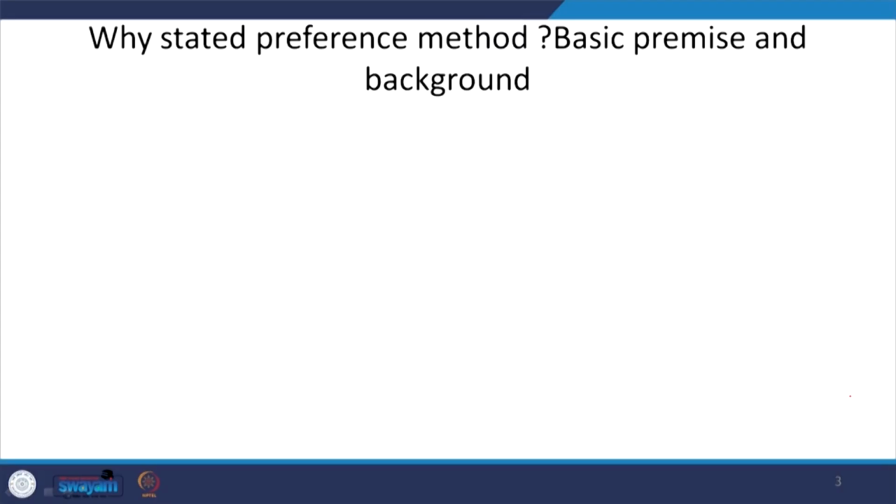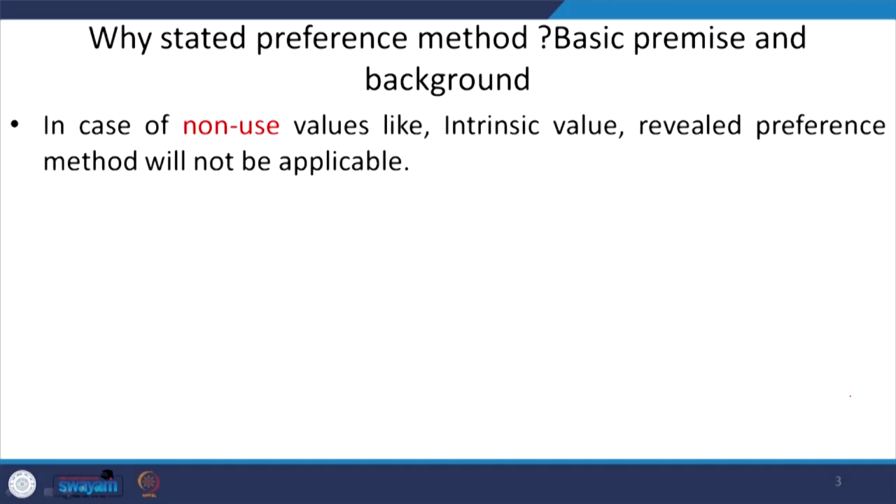So, let us start with the necessity for this stated preference method. Why at all do we need this stated preference method, although we have developed another non-market valuation approach, that is, the revealed preference approaches. As you understand, we have already completed these revealed preference approaches and several methods under them. There we used to say that these revealed preference approaches are basically meant for estimating the use value of the environment, the use value of environmental goods and services.